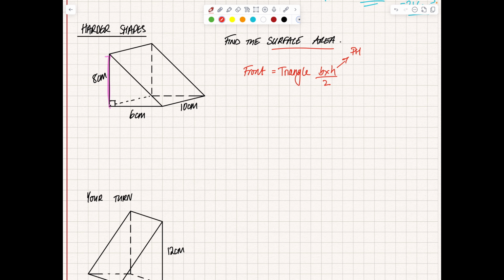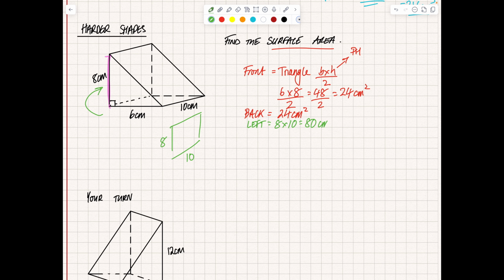So for the front, I'd be doing 6 times 8 divided by 2. So that's 48 divided by 2, which is 24 centimeters squared. So my front is 24 centimeters squared. My back is also going to be 24 centimeters squared, so that's that shape there and that shape there. Now I'm going to do my left-hand side, which, if I think about it, would look like this. It's this bit around the side here. That's 8 high, and it goes back by 10. So that's going to be 8 times 10, which is 80 centimeters squared.